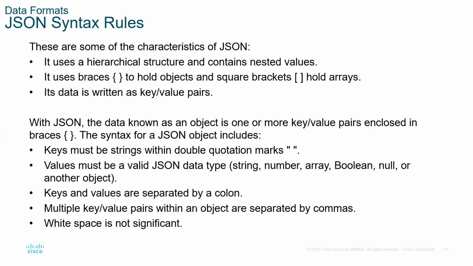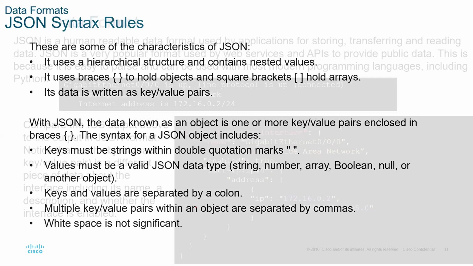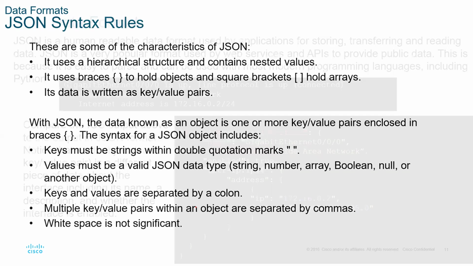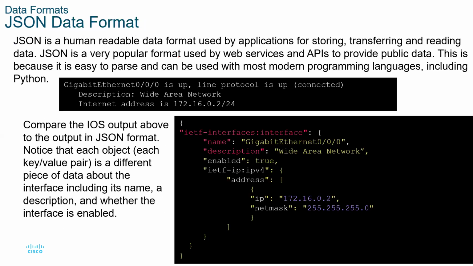Right, JSON syntax rules. These are some of the characteristics of JSON. It uses a hierarchical structure and contains nested values. Nested values, objects within another object. It uses braces to hold objects and square brackets to hold arrays. So braces are used to hold objects. If this is the beginning of a brace, this one is the close. In between here is an object.